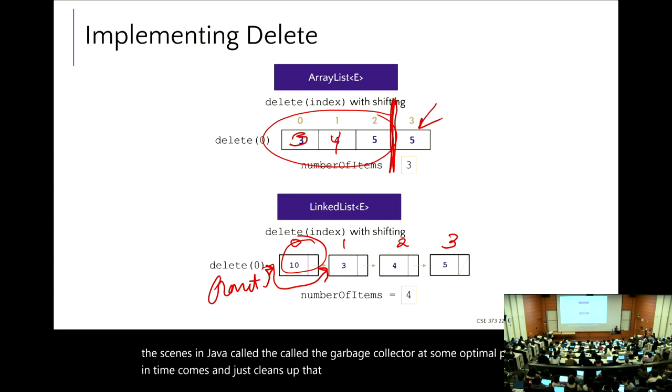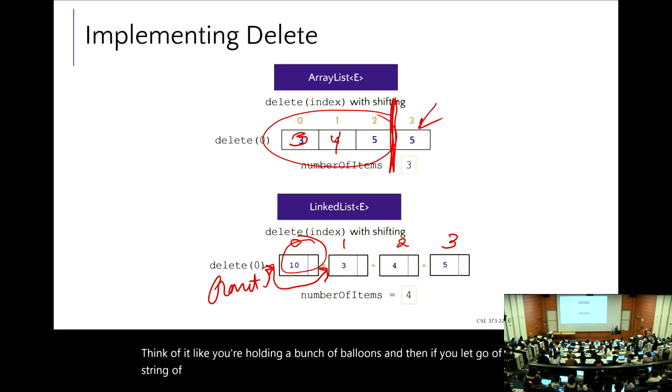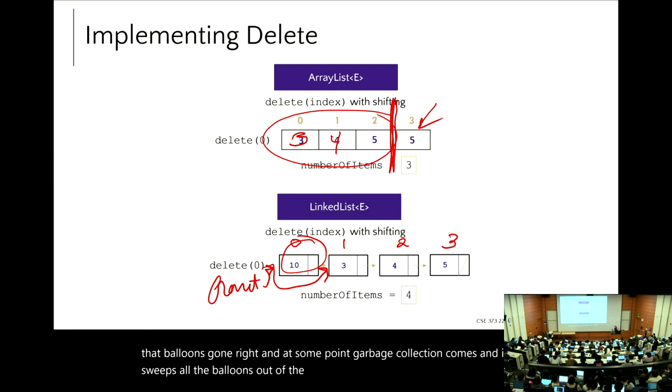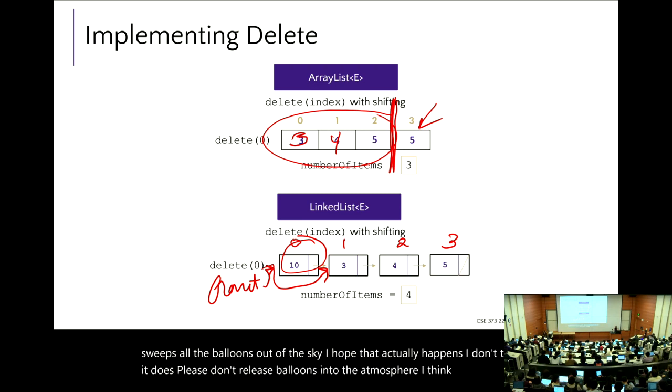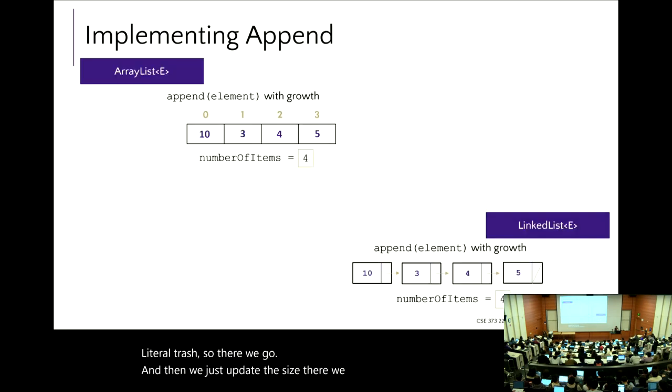So I kind of think of it like you're holding a bunch of balloons, and then if you let go of the string of a balloon, the balloon's still in the sky, but as far as you're concerned, that balloon's gone, right? And at some point, garbage collection comes and it sweeps all the balloons out of the sky. I hope that actually happens. I don't think it does. Please don't release balloons into the atmosphere. I think it's trash, but literal trash. So there we go. And then we just update the size. There we go. So that's how we do delete.